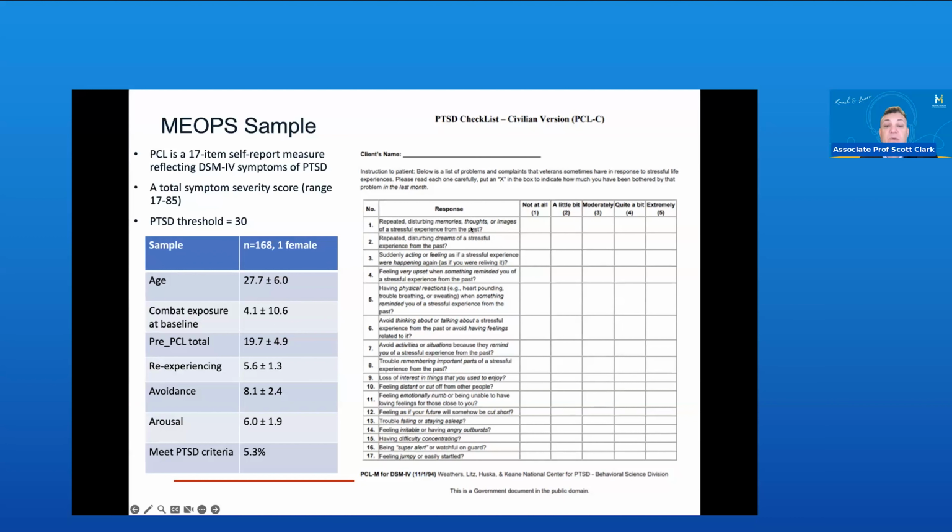So repeated disturbing memories, repeated disturbing dreams, suddenly acting or feeling as if a stressful experience were going to happen again. So reliving an experience, feeling upset, having physical reactions, so heart pounding, getting startled easily, avoiding thinking about things. So there's the avoiding component again, avoiding activities, trouble remembering, so impaired memory, impaired cognition, loss of interest, changes in interest and mood, feeling distant, feeling as if the future were somehow cut short, trouble with sleep. So all of these are diagnostic features of PTSD.